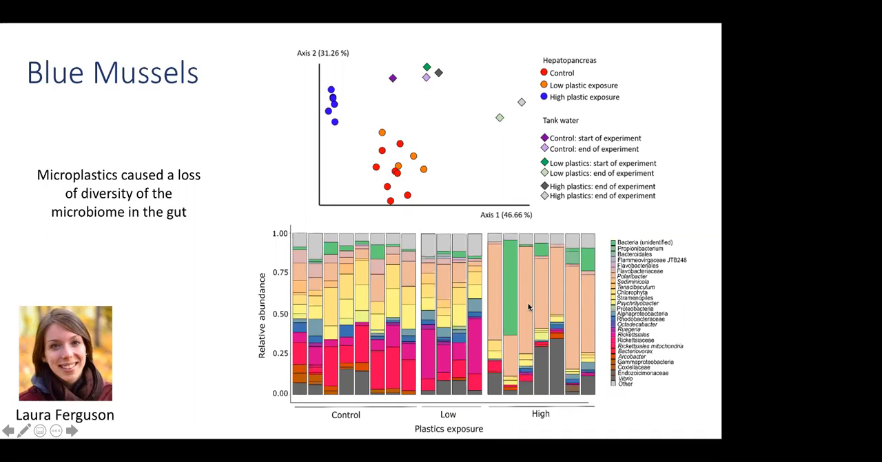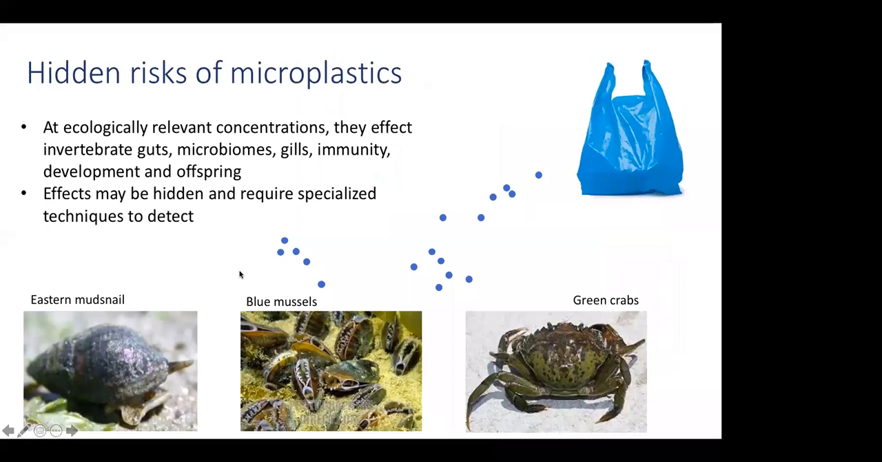So the plastics, and who knows which came first, if the gut structure was lost and then the microbiome was lost, or if the microbiome deteriorated and so the gut structure was lost, because the two go hand in hand. But basically that was a story for the blue mussels.